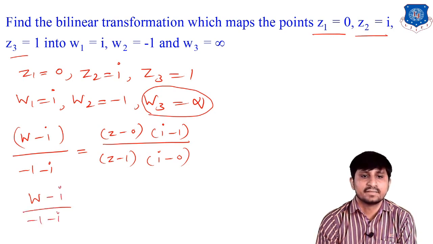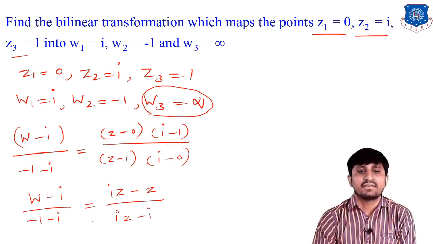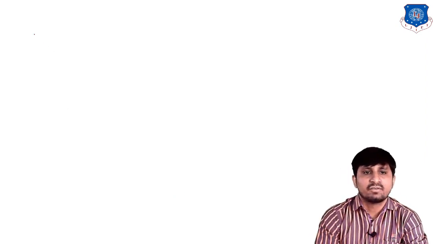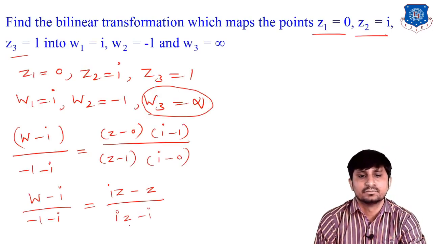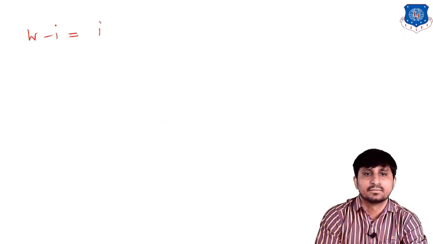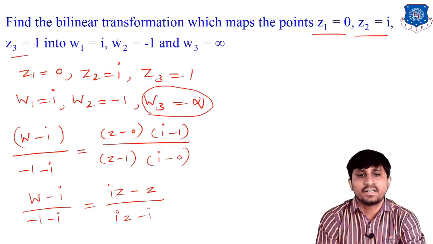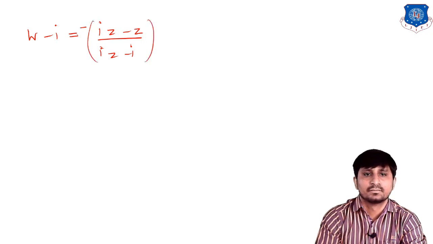So W minus I upon minus 1 minus I is equal to, first of all multiplying, IZ minus Z, here also IZ minus I. Multiply with minus 1 minus I, so W minus I is equal to IZ minus Z upon IZ minus I, multiplied with minus 1 minus I, so here minus 1 plus I.